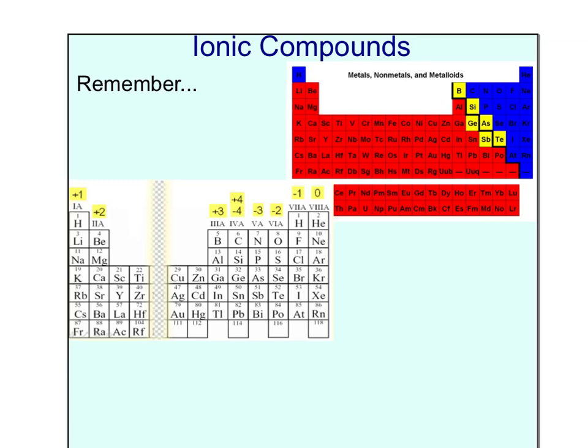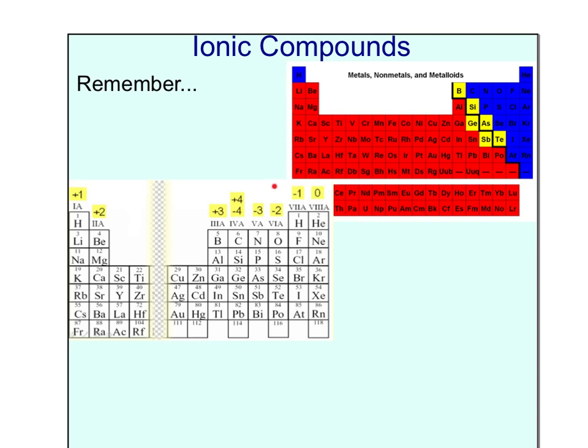This video lesson is going to center around naming and writing formulas for ionic compounds. Some prior information from last unit that you'll need to know in order to be able to do this is going to be remembering where your metals and nonmetals are and what charge different atoms will form.